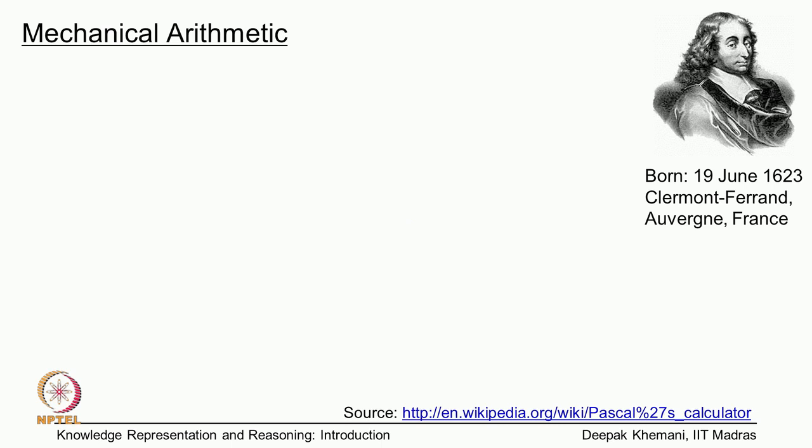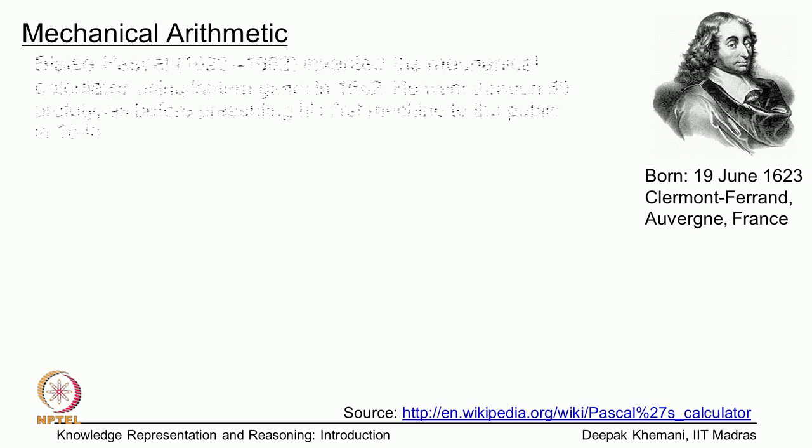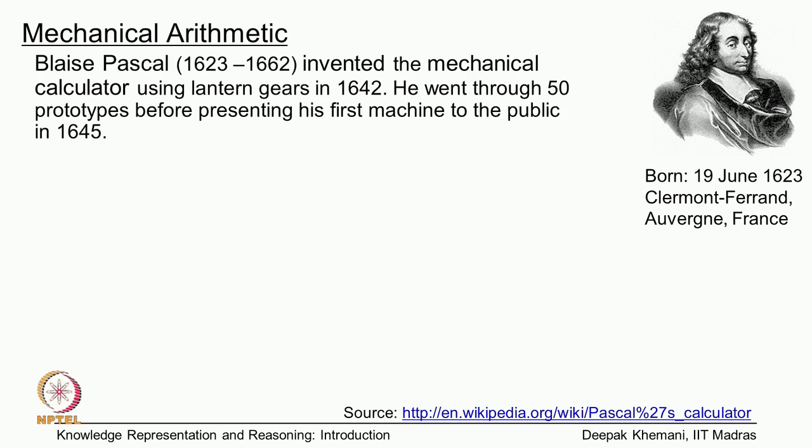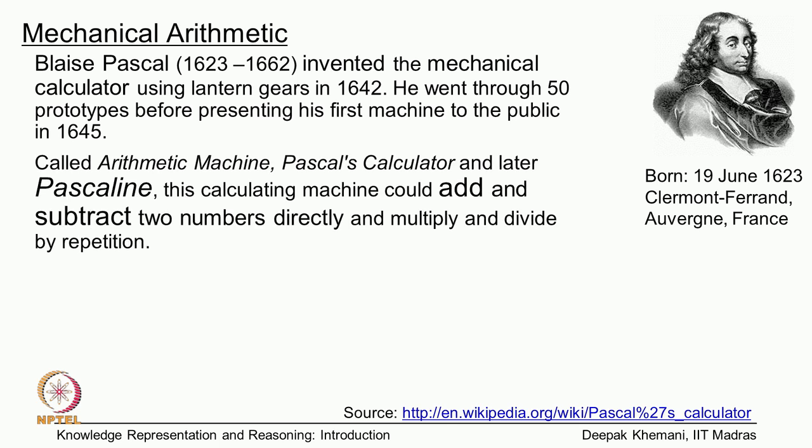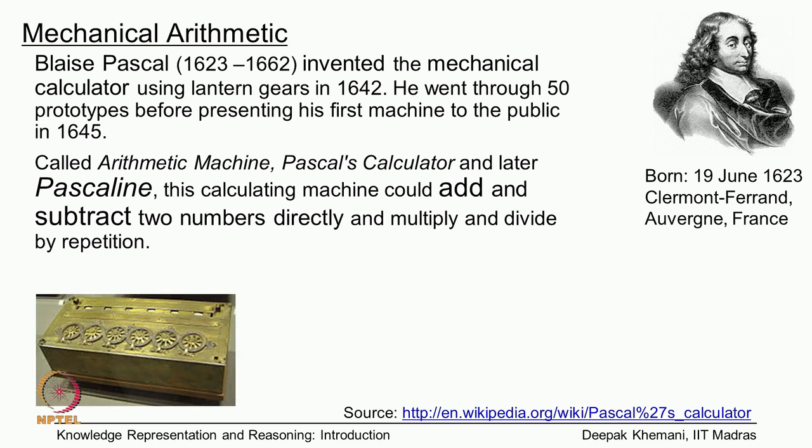So, as I said, some of the earliest things that were happening were in arithmetic, and some of the names that you will see are actually well known names from the world of science. So, we start with Pascal, after whom the language Pascal is also named amongst other things. He invented a mechanical calculator using a system of gears in 1642, remember, much before you were born. He went through 50 prototypes and made this machine, which was called Pascaline. It could add and subtract two numbers directly and multiply and divide them by repetition.